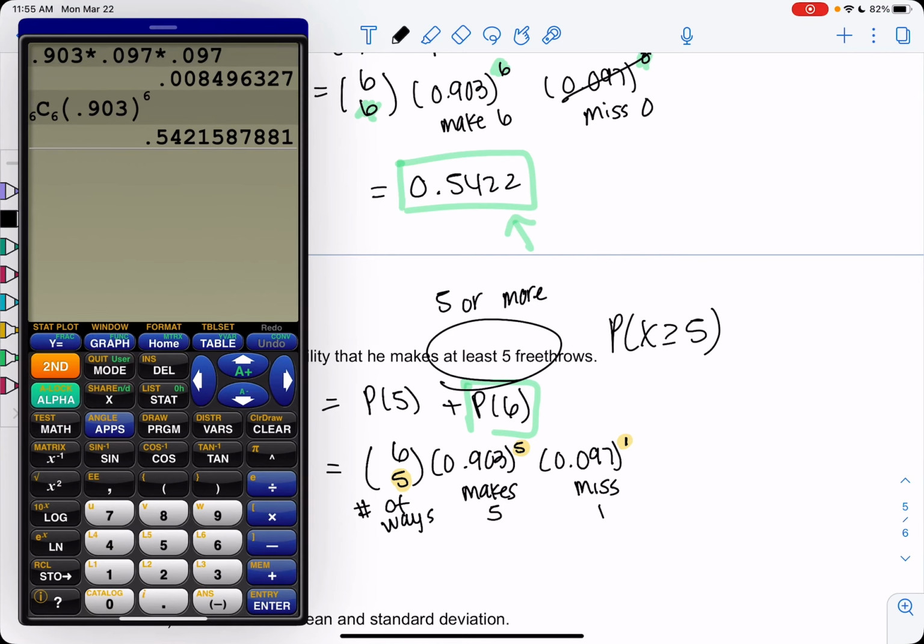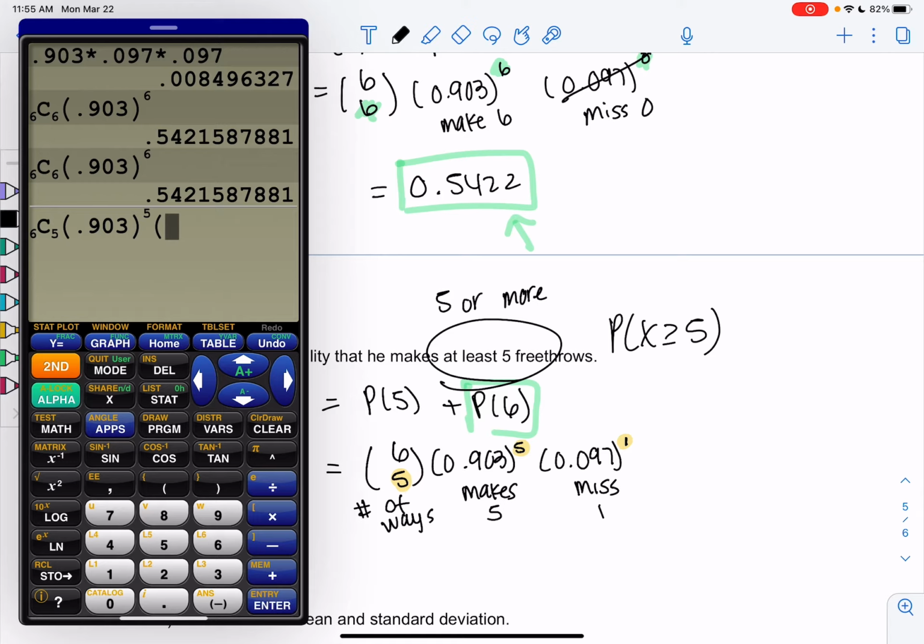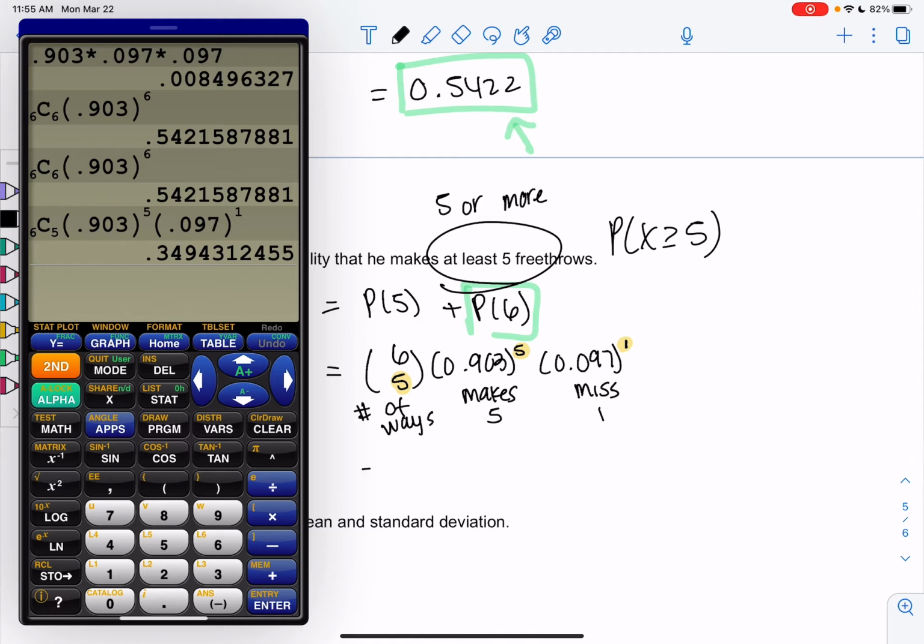You probably can use second enter if you still have that on your calculator. Oops. So we'll change it to 6 choose 5. We'll change the power to 5. And then we'll just add the 0.097 to the 1st power. And we get 0.3494 is the chance of making 5 of them. And then the chance of making 6 we found above was 0.5422.